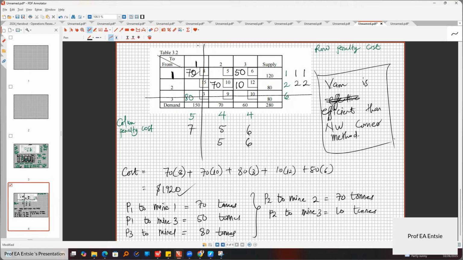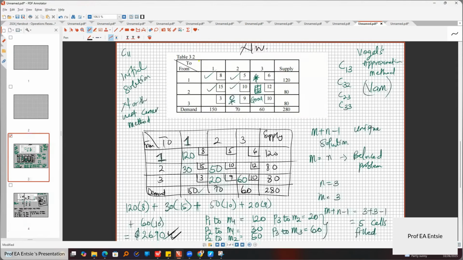But northwest is the easiest. You see, that one you don't calculate any penalty cost. You just allocate as high as you can. You just use your senses. So you check the row, you check the column. How much can I put there that will not violate the row and the column at the same time? Then you move on to the next one in that manner. So that's OR for you.